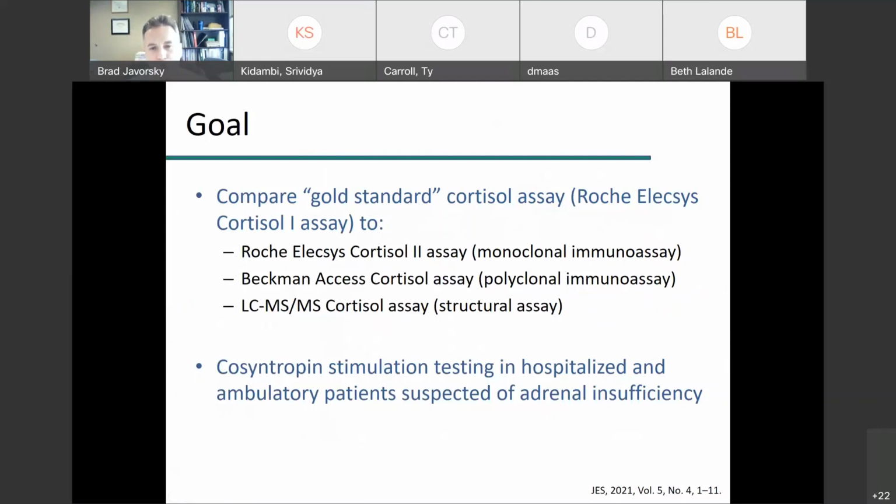So our goal here was to compare the gold standard cortisol assay, which is the Roche Elecsys Cortisol 1, which is the one that our lab had for many, many years. And for that one, the cortisol cutoff was felt to be 18 for the ACTH stimulation test. And we decided to compare it to the new assay, which is a monoclonal assay, which is more specific, as well as to the Beckman Access cortisol assay, which is polyclonal, and the LC-MS/MS cortisol assay, which is very specific. The latter two assays were done at the Mayo Clinic, so we shared samples with them, and they ran those samples on those tests when available. These patients were hospitalized and ambulatory, and they were suspected of having adrenal insufficiency.